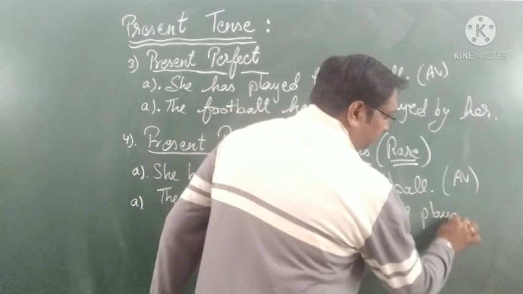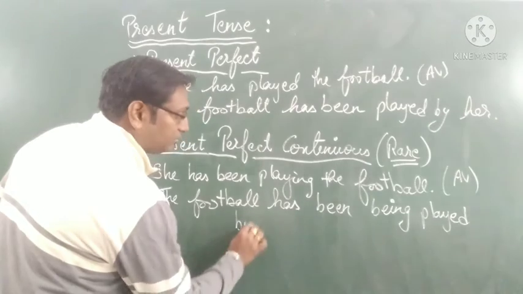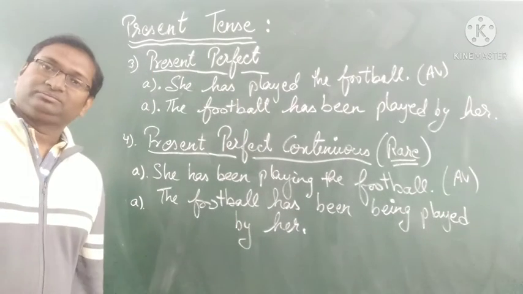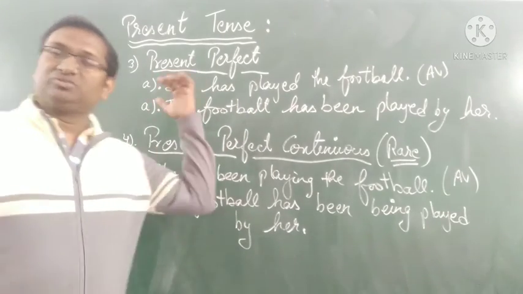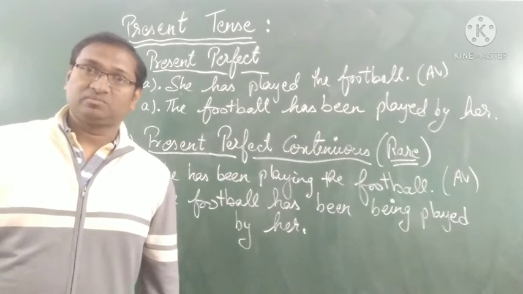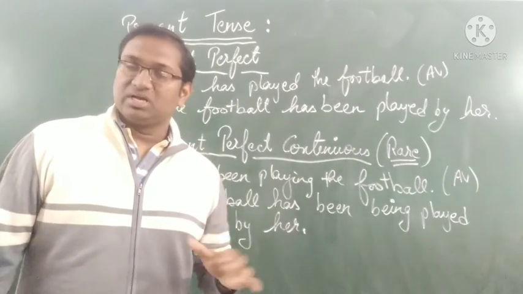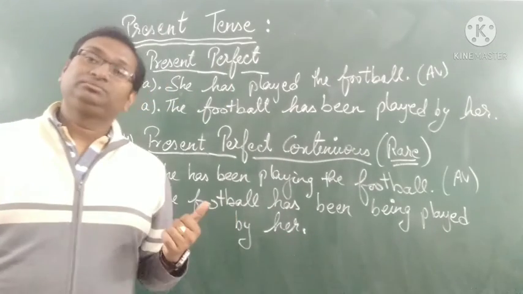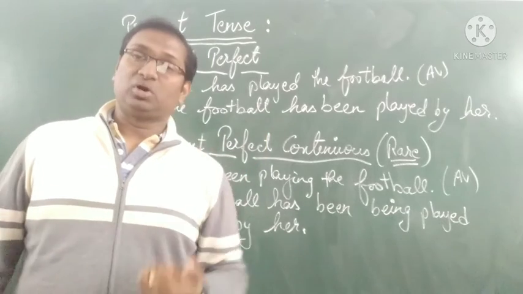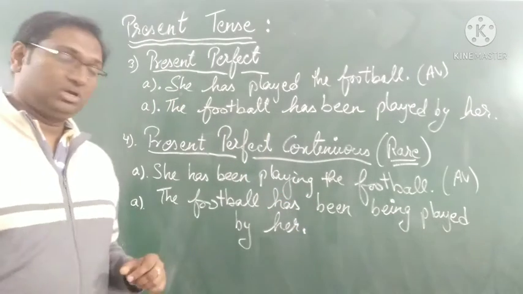Then third form of the verb, played by her. This is how we convert from active to passive in the present tense. Now I have taken the same example. She plays football. She is playing football. She has played the football. She has been playing the football.